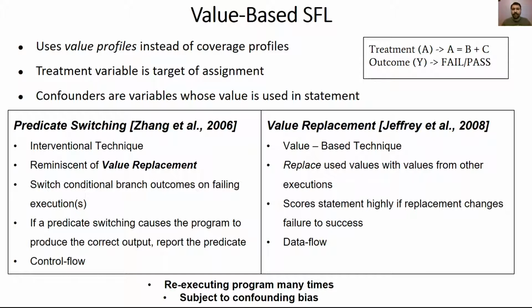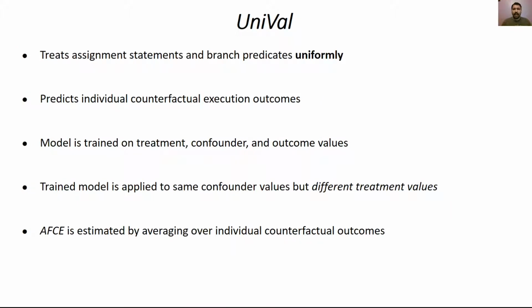Unfortunately, both techniques require re-executing a program many times with different value assignments or branch conditions, which are expensive. We thought that by integrating information from both predicate outcomes and variable values and utilizing machine learning and the causal inference methodology, we can have a more accurate estimate of the true failure causing effect of program statements on program failure. Unival, in a sense, simulates the value replacement technique without the costly re-executions of the program many times.